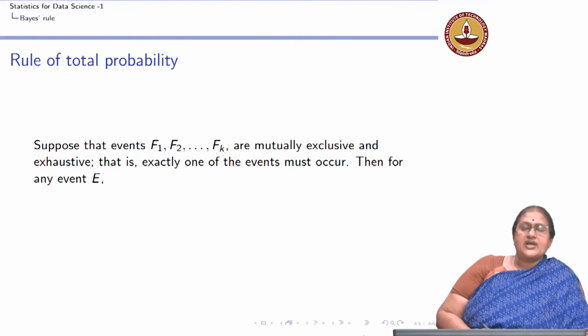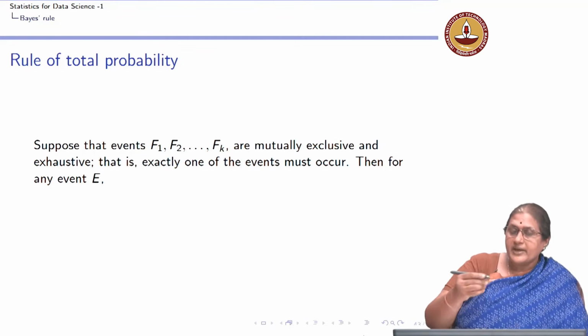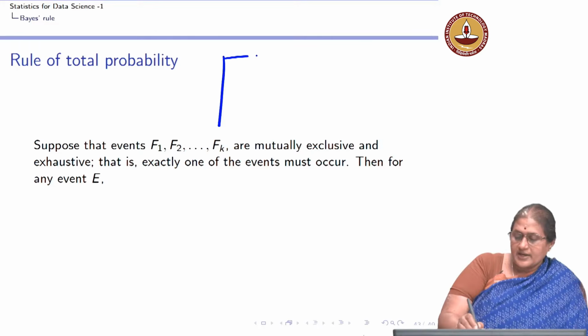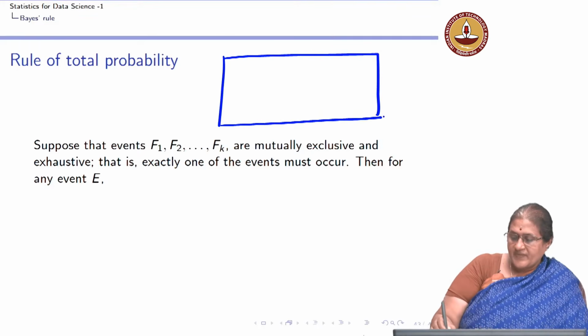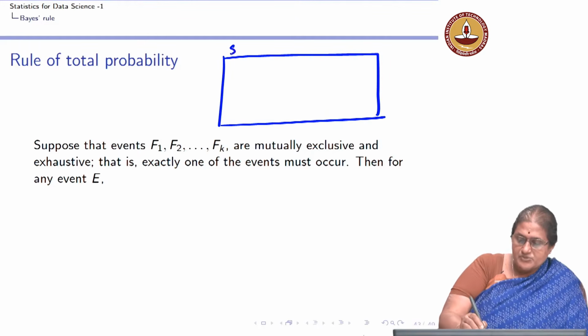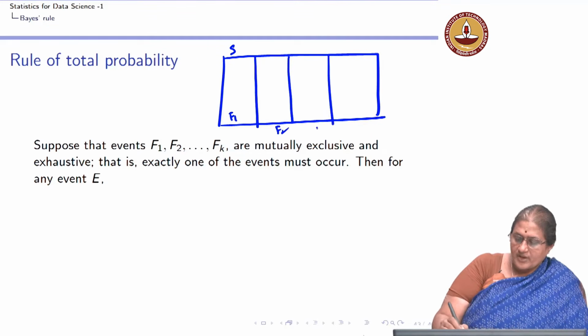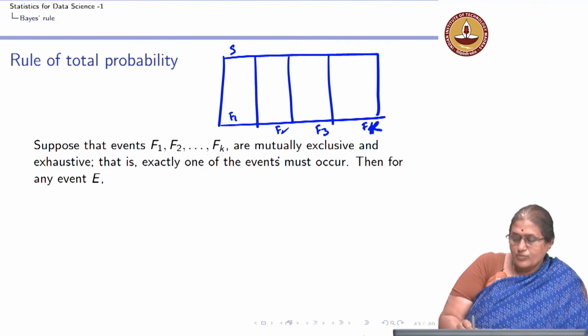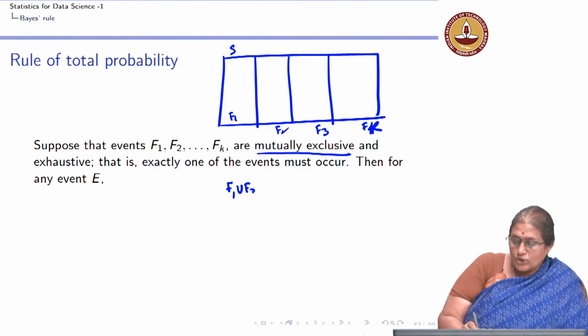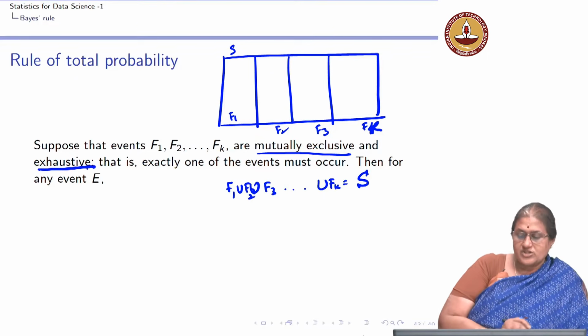Now, we can actually extend this to many events. For example, again let us go back to my sample space. I can partition my sample space into events F1, F2, F3 and Fk, such that they are mutually exclusive. So, you can see F1, F2, F3, Fk are disjoint, and they are exhaustive, in the sense that F1 union F2 union F3 union Fk should be my sample space. That is what I mean by exhaustive.